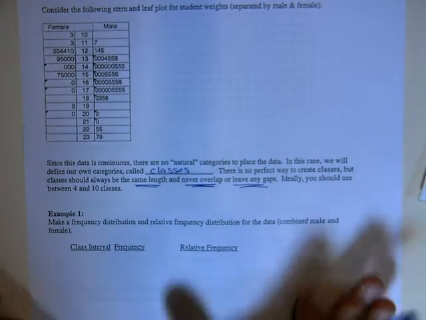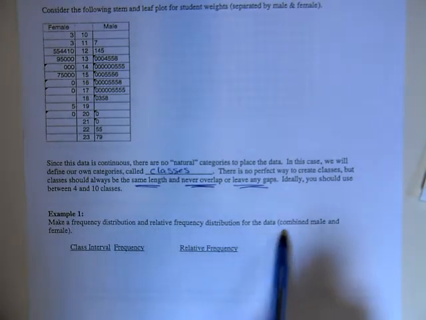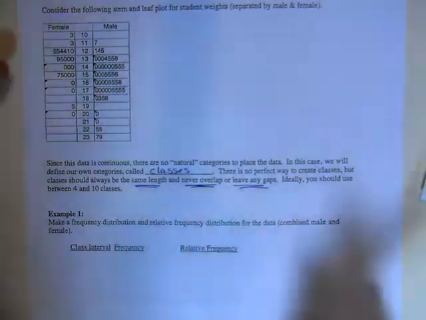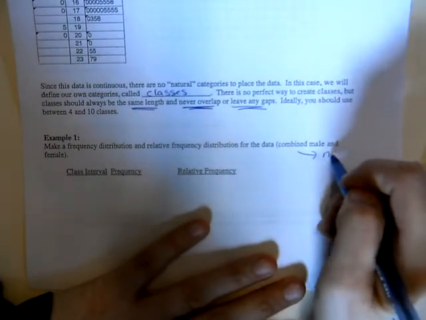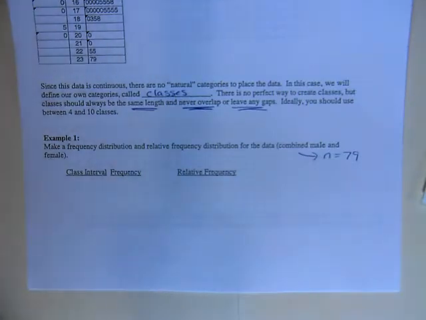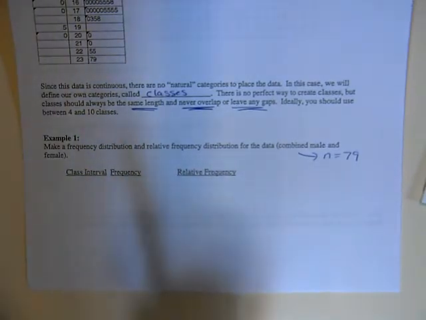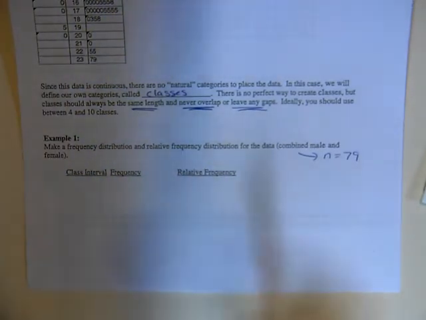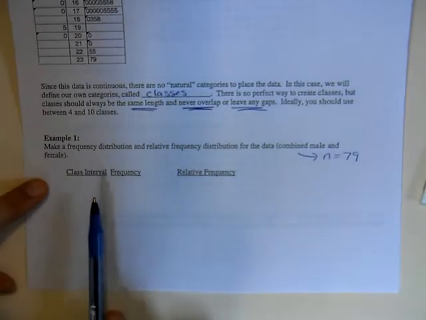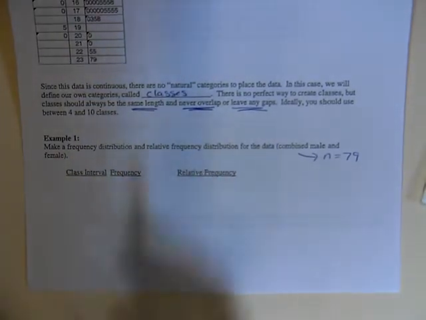So what we're going to do is make a frequency distribution and relative frequency distribution for the data for combined male and female weights. To save us some time, I already counted. Combined, there are 79 male and female weights. We need to go from 100 to 230, 240. So I'm going to make my class interval 20 pounds, because I think that'll give us 7 classes, which is a good amount.